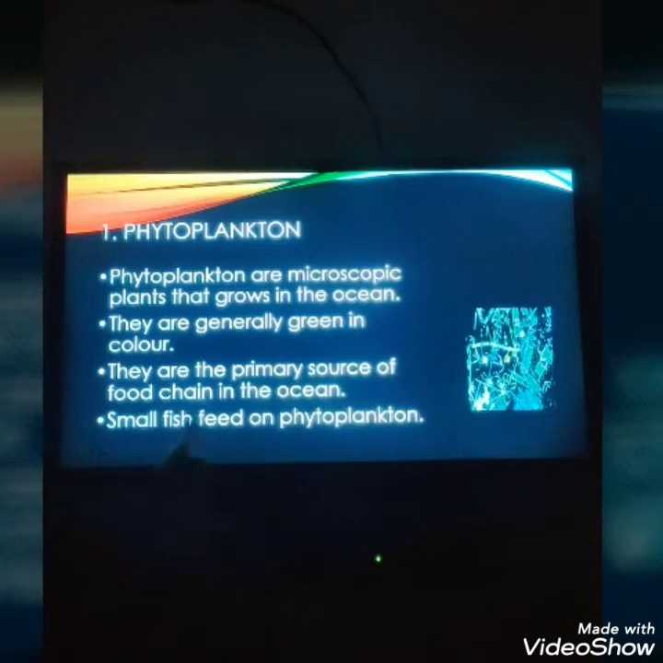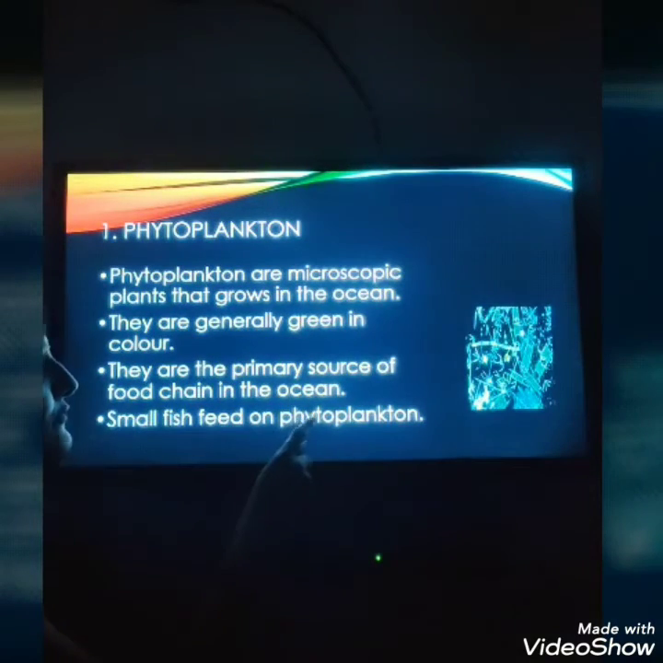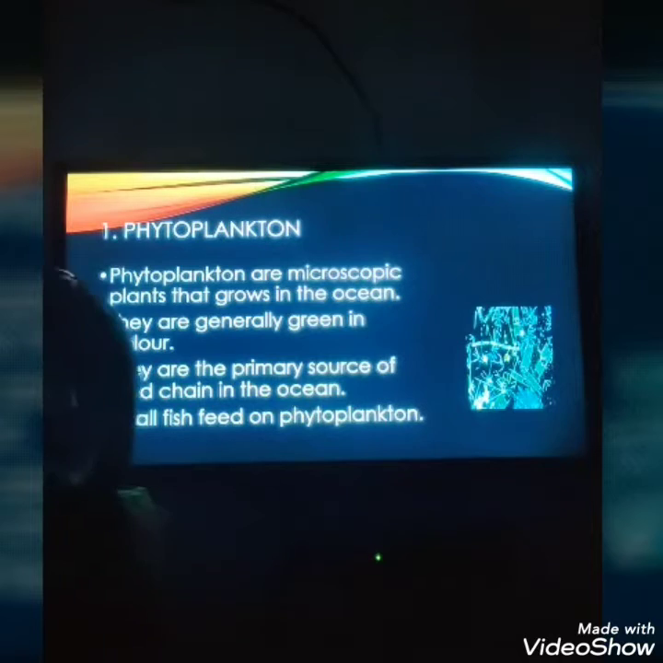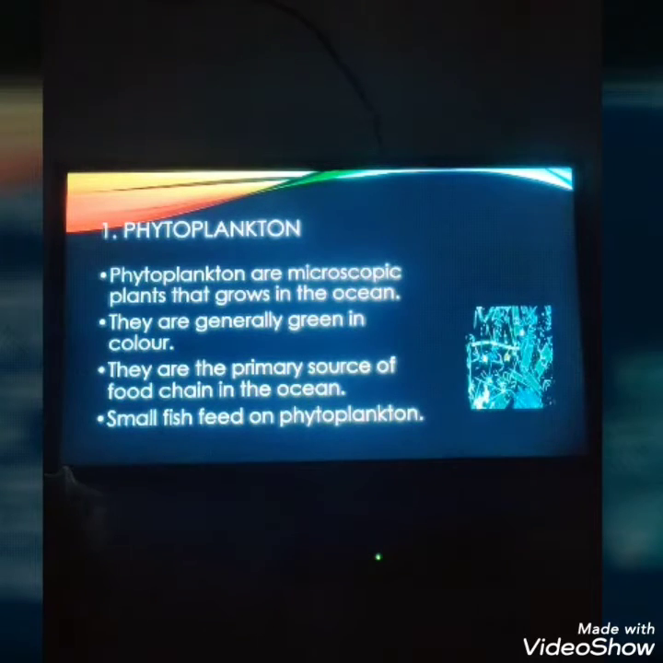They are the primary source of the food chain in the ocean. Primary source means these are the first source of food. Small fish feed on phytoplankton. Very small fishes usually eat phytoplankton plants.